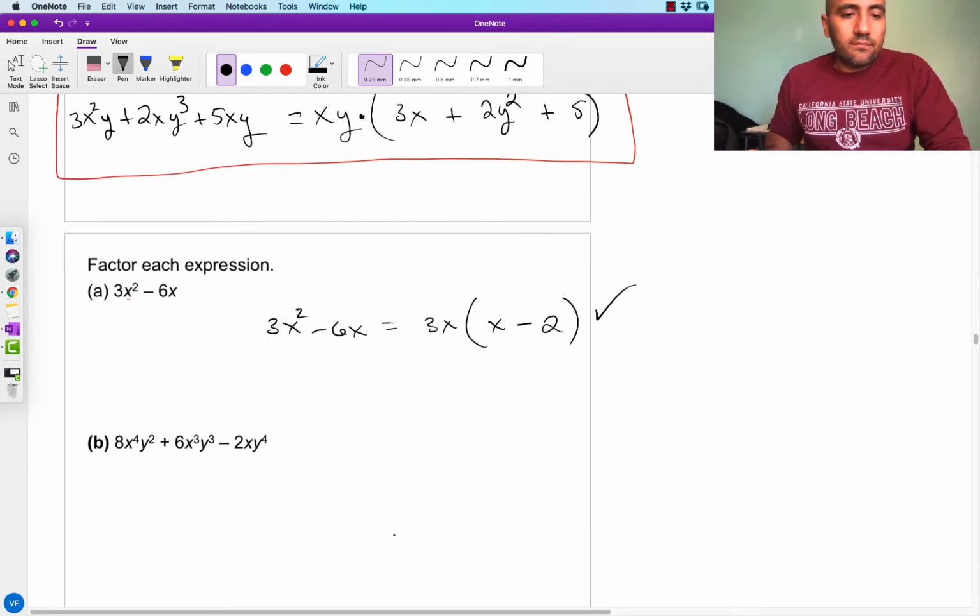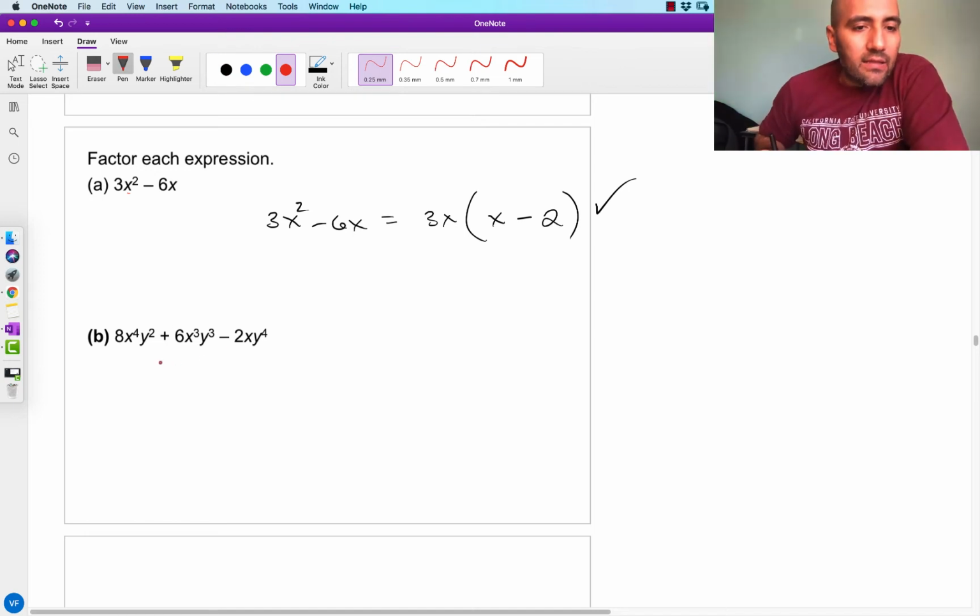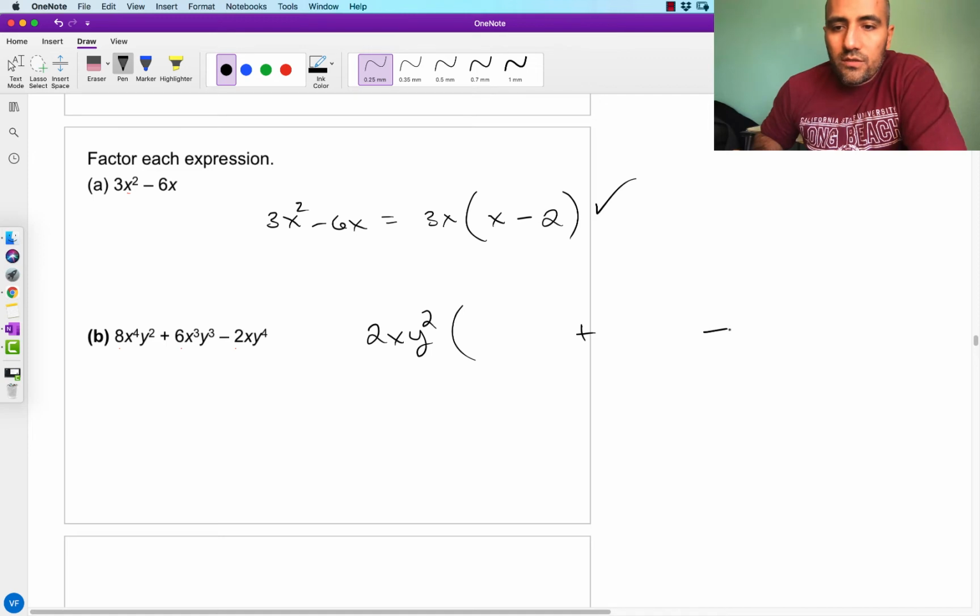What about this one, part B here? What do they have in common? Looking at the coefficients, we have an 8, a 6, and a 2. So they all share a common factor of 2. The least common factor between those three terms is a 2. And then the x's, they all have one x in common, and they all have two y's in common. So I'm going to factor out a 2xy squared from all three terms, and then I have to figure out what goes here.